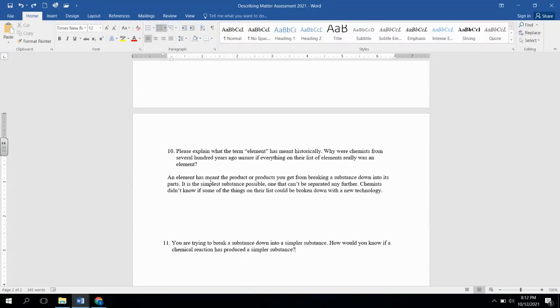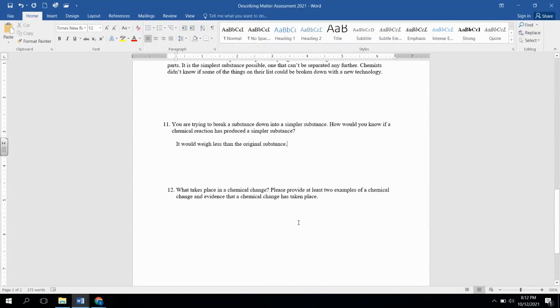All right. 11 we kind of handled earlier. How would you know if the chemical reaction has produced a simpler substance? It would weigh less than the original substance. All right. So that just leaves us with number 12. What takes place in a chemical reaction? So new substances are formed from, I don't know, new substances are formed that have new properties than the original substances.